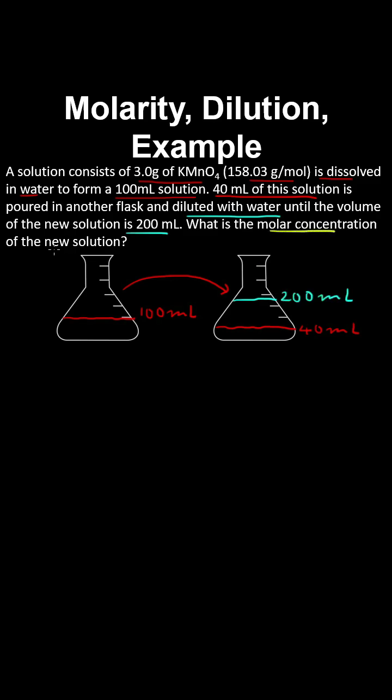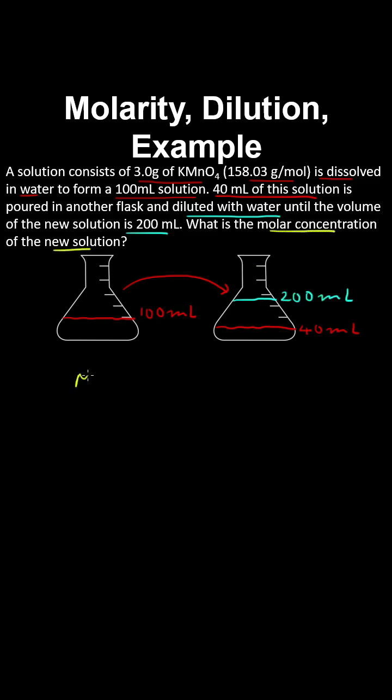A solution consists of 3 grams of potassium permanganate, and this is dissolved in water to form a 100 ml solution. Now 40 ml of this solution is poured in another flask and diluted with water until the volume of the new solution is 200 ml. What is the molar concentration of the new solution?